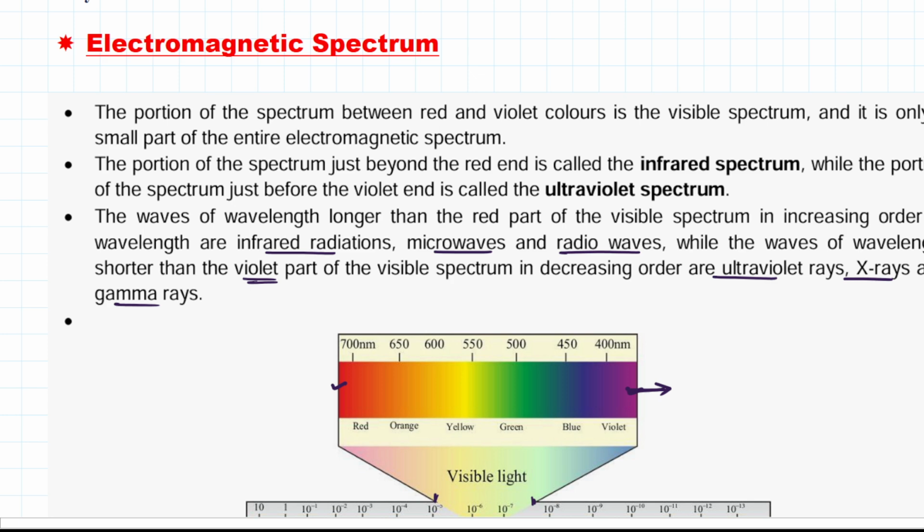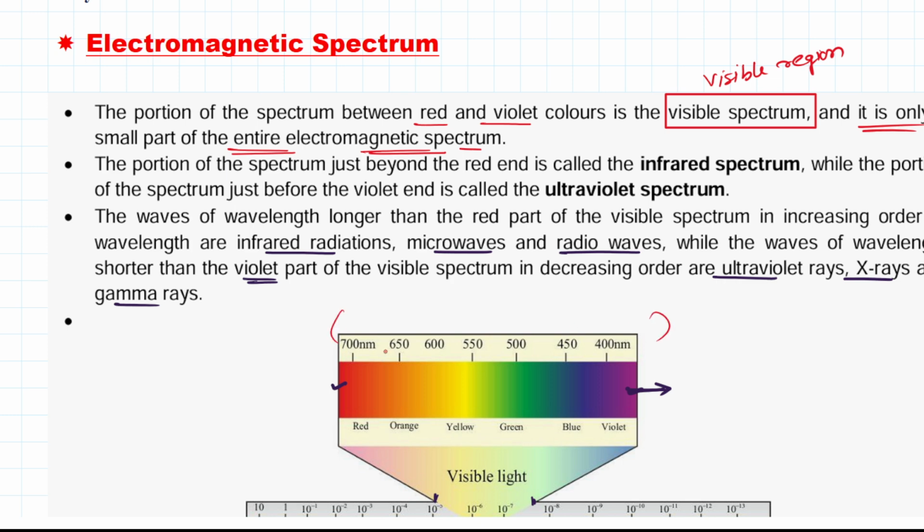Next, here you can see the electromagnetic spectrum. The portion of the spectrum between red and violet color is the visible spectrum, or simply we can say the visible region. It is only a small part of the entire electromagnetic spectrum, from 7,000 angstrom to 4,000 angstrom, or 700 nanometer to 400 nanometer.